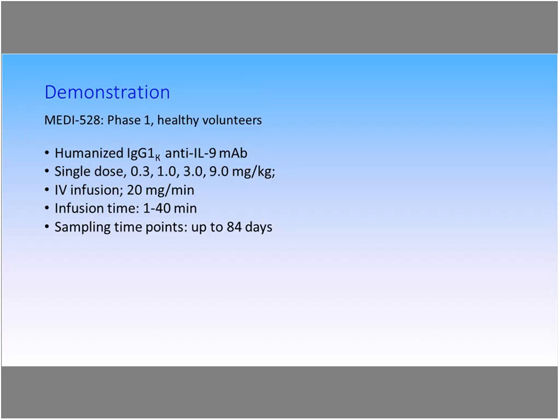All right, so we will go to the demonstration process. In this demonstration, we are going to use data from FORMADI 528. It's human data, we have 4 different doses: 0.3, 1, 3, 9 milligram per kilogram. This was administered by infusion. Infusion time depends on the dose. Sampling time points go up to 48 days. And remember, the time unit in this project is days.